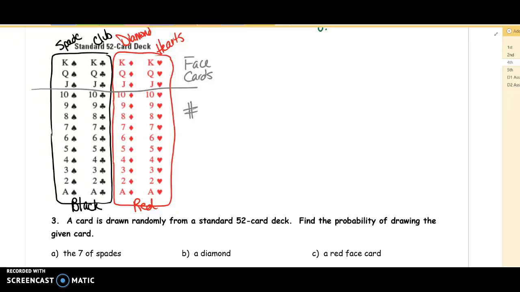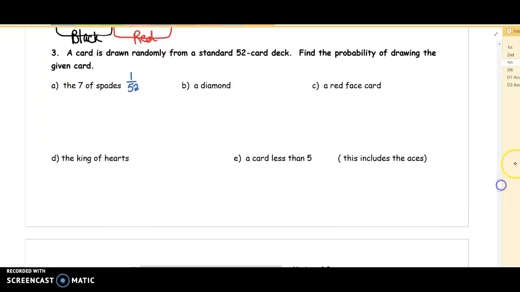What is the probability of drawing a 7 of spades? How many 7 of spades are in the deck? 1. How many cards are there total in the deck? So 1 out of 52. What is the probability of drawing a diamond from the deck? 13 diamonds out of 52 total cards.